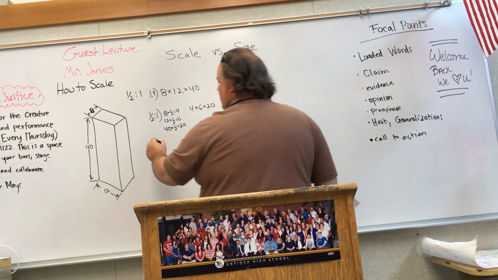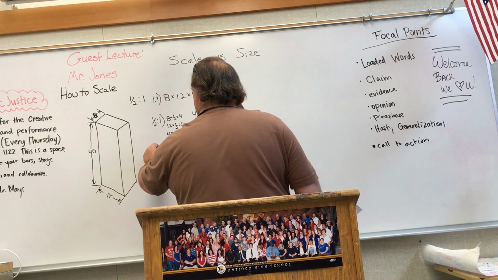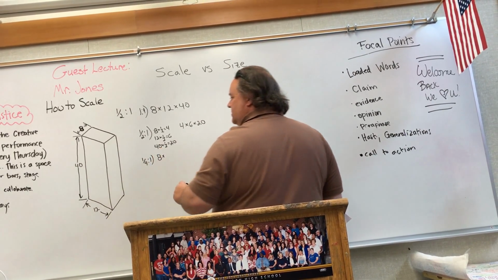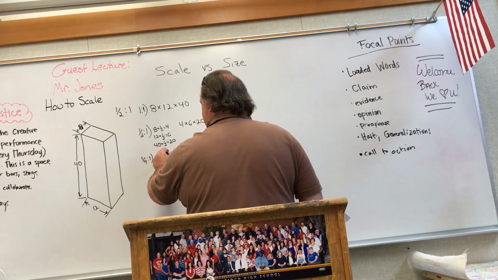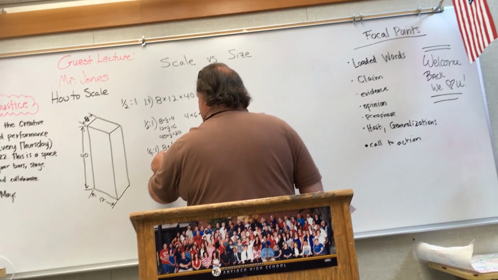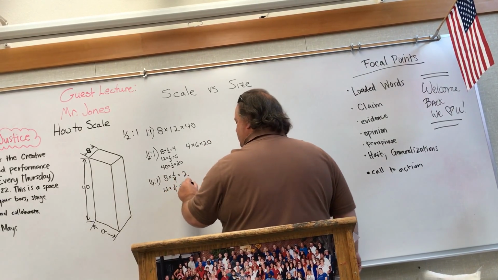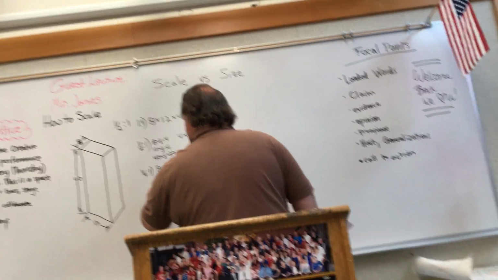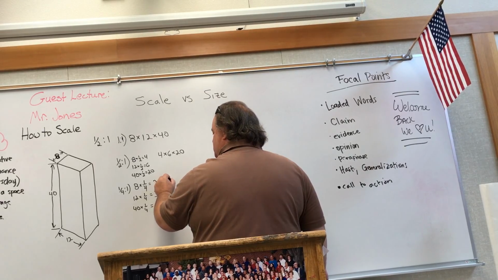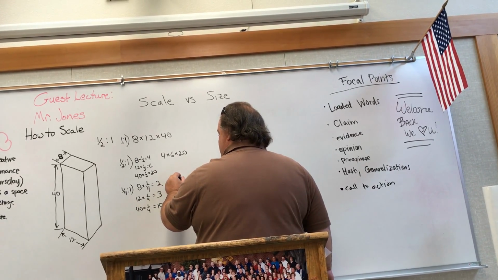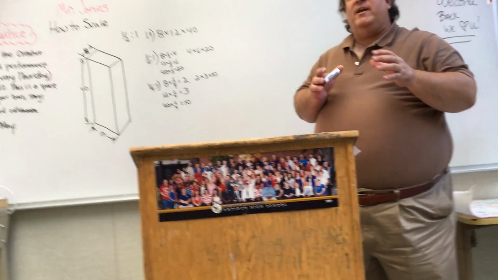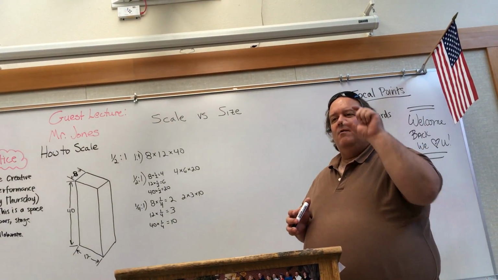If we were going to make it 1/4 to 1, then we would take 8 times 1/4. What would it be? 2. We take 12 times 1/4. What would it be? 3. We take 40 times 1/4. What would it be? 10. Our model would end up being 2 by 3 by 10. So that's how you're going to scale things down, based on how much you're going to use.